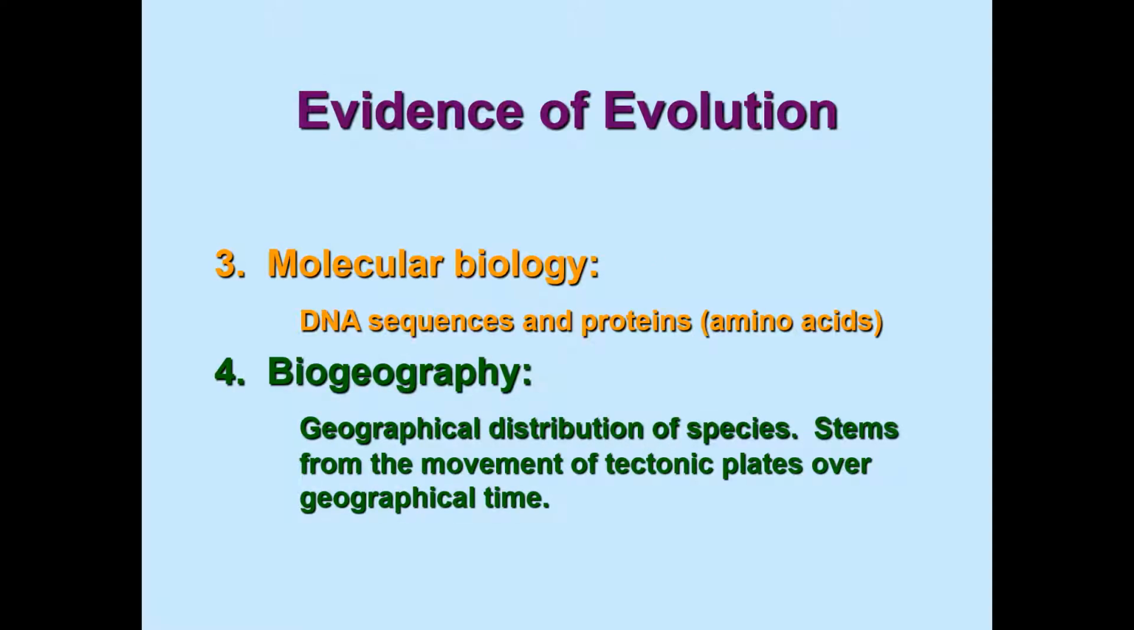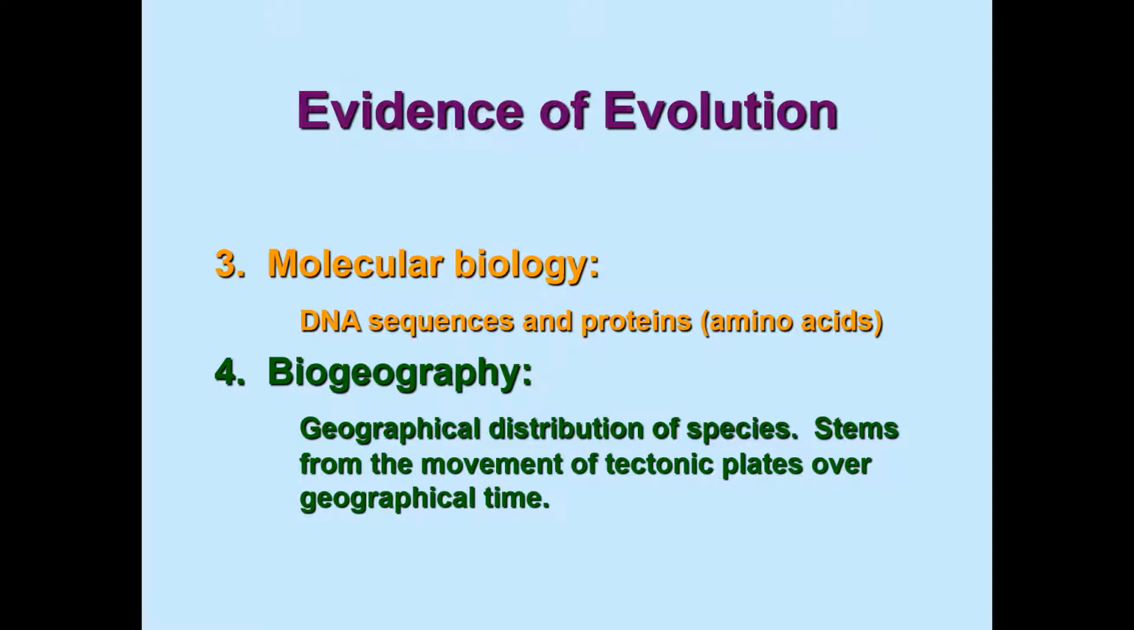Now, some other evidences of evolution that scientists can look at are of course, DNA sequences and proteins. Okay, the relatedness of groups of organisms, that's going to be reflected in the similarity of DNA sequences. And then also biogeography. Biogeography is just the geographical distribution of species, and that's going to stem from the movement of tectonic plates over geographical time.